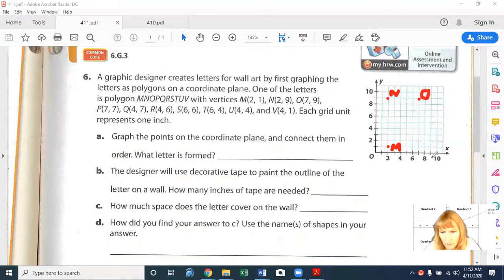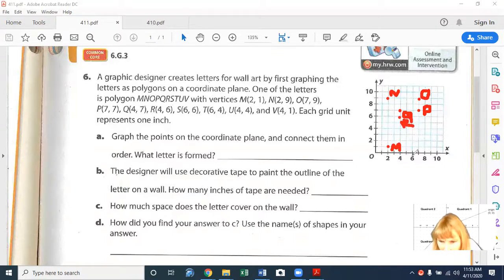P is (7, 7). Let's stay in the right spot. That's P. You can go ahead and graph this with me as I'm doing it. Q is (4, 7). Or if you want to pause the video and do it ahead of me to make sure you get it right, and then check your answer when I get done with this. Okay. R is (4, 6). That's R. Q doesn't look very well drawn. Neither does R.